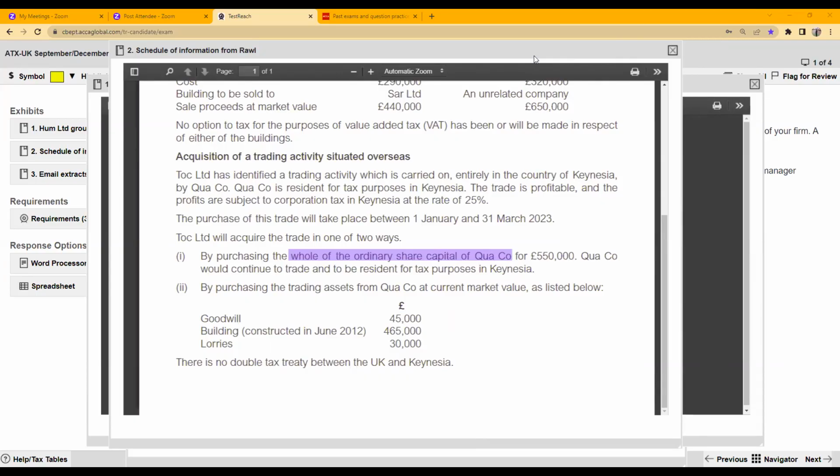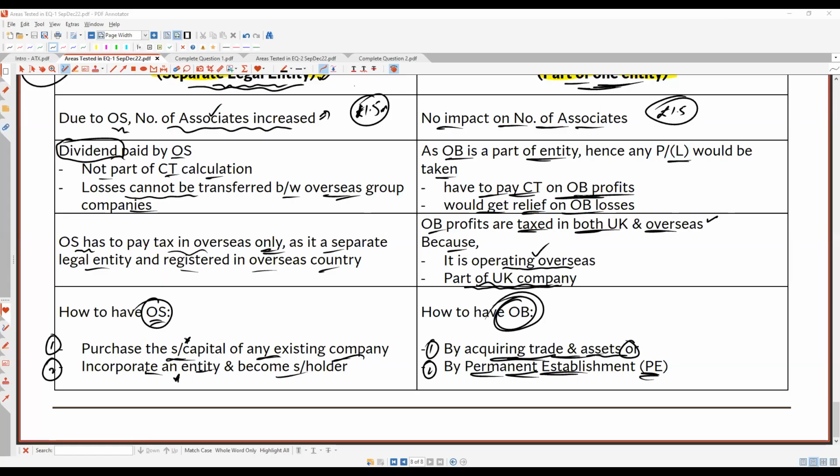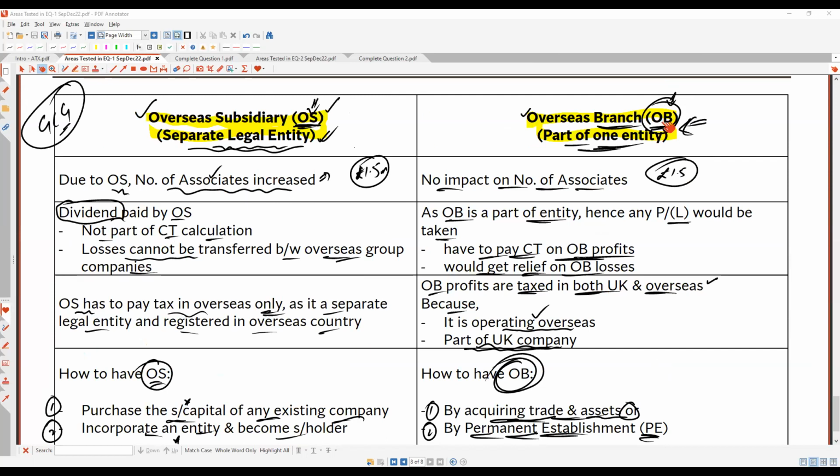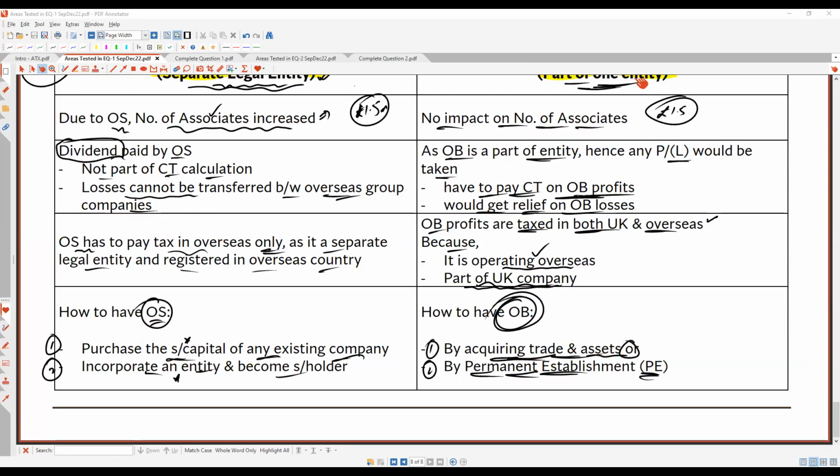Because for an overseas subsidiary, we have read this point: if you are acquiring the share capital of a company, that would be the overseas subsidiary situation. And on the other hand, if you would be purchasing the trade and assets, so acquiring the trade and assets is basically for having an overseas branch, where you would be acquiring the trade and assets.